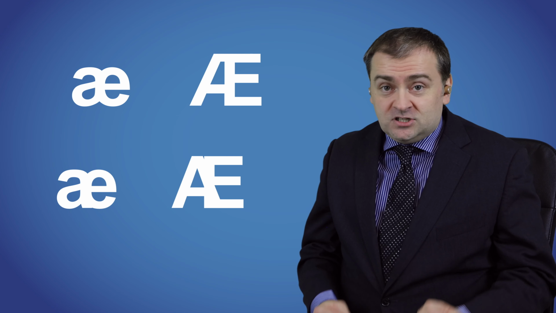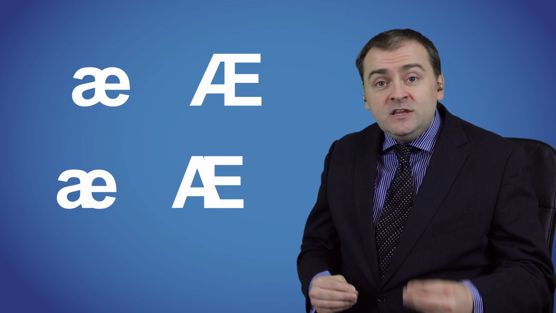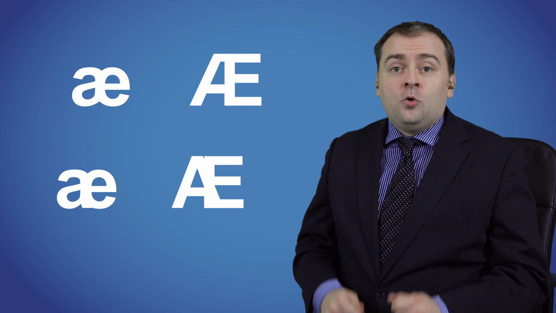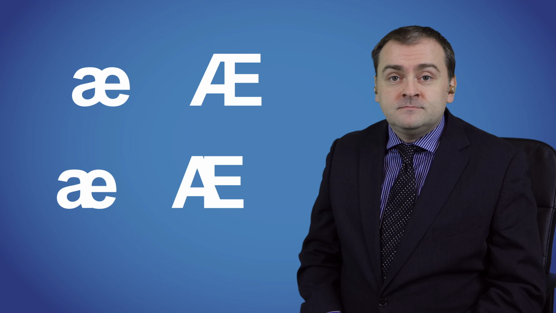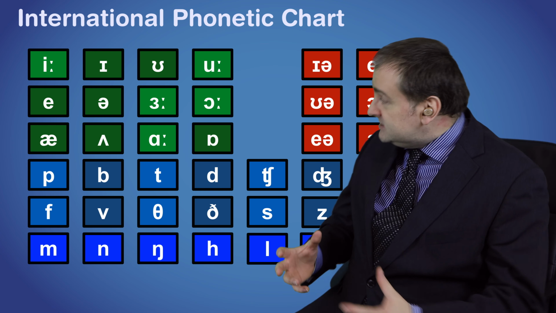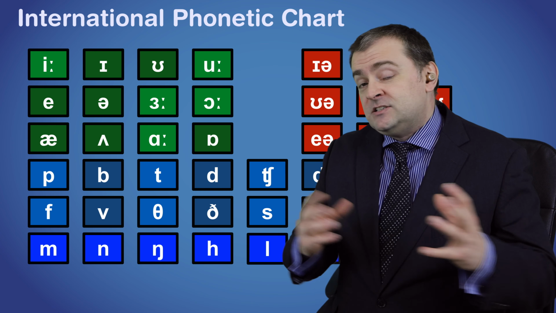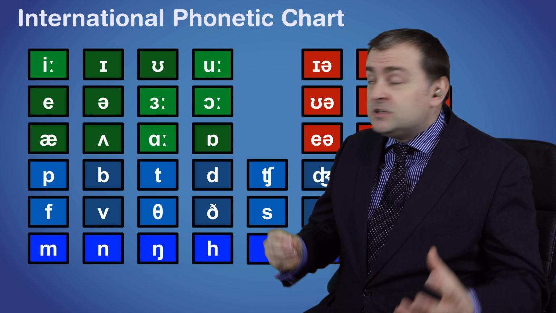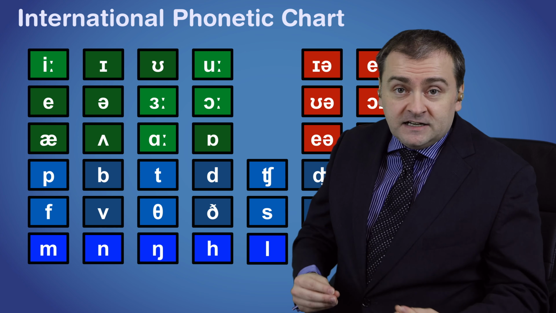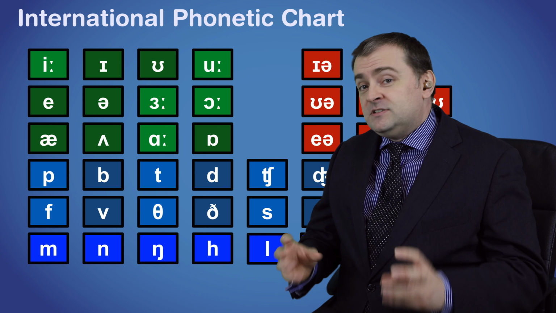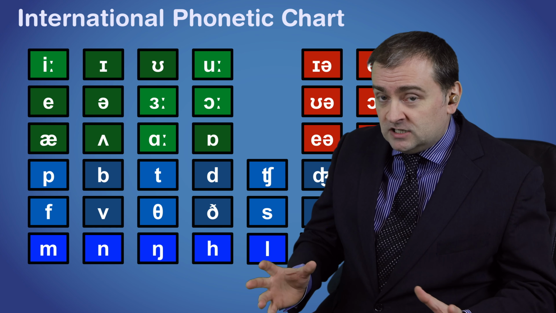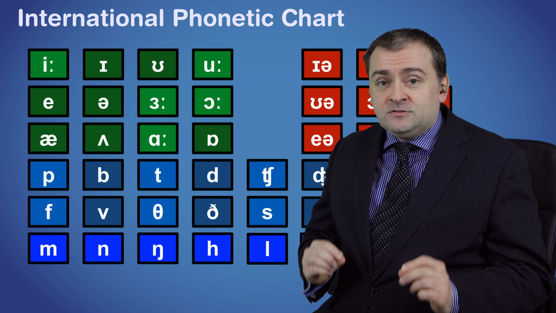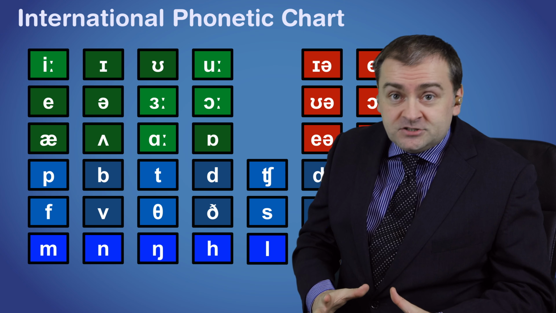Here at the English Language Club, when we use this symbol, we use it as part of the International Phonetic Alphabet, or IPA. The IPA uses many different symbols that it gets from many different places. This chart shows all the different sounds that we use in English. There are other sounds in IPA that aren't on this chart because they aren't used in English. But these are all the sounds that are used in English.